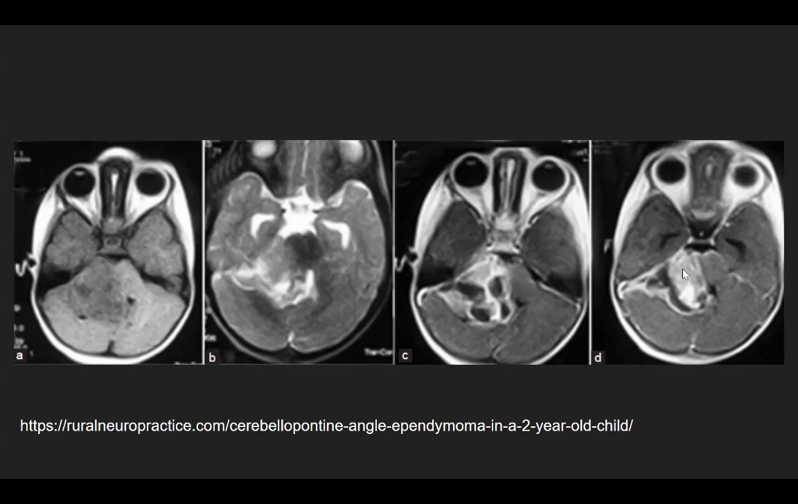Yes, with mass effect on the fourth ventricle, and I think there's extension to the petroclival junction. Yeah, that's right. There is extension to the petroclival junction. It's not very clear for me, but I think it is. So if you can see my cursor, this is where the petroclival extension is happening.